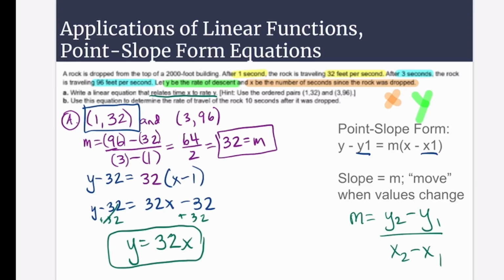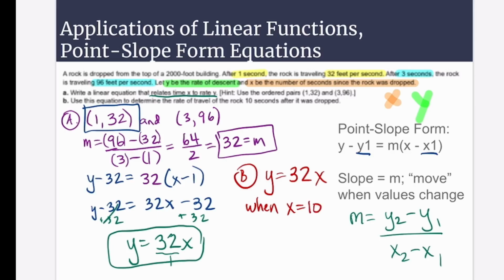So pretty much if x is time, every time that changes, every 1 second, the rate of decrease, how fast it's changing, is increasing by 32. So part B is asking, use the equation to determine the rate of travel of the rock 10 seconds after it's dropped. So after 1 second, it's 32. After 2 seconds, it's 64. After 3 seconds, it's 96. You can find any of this by plugging in x values.